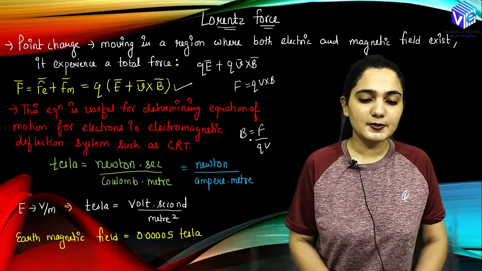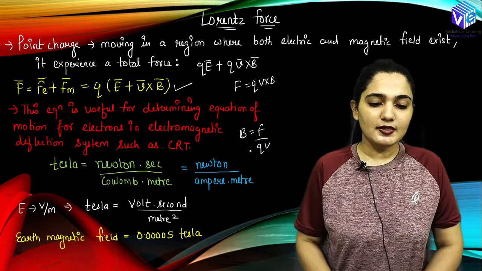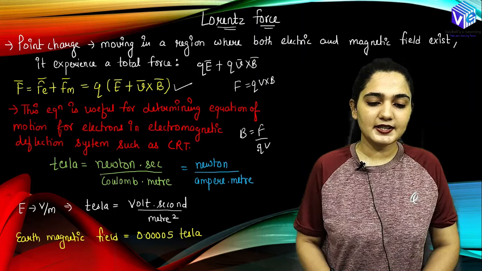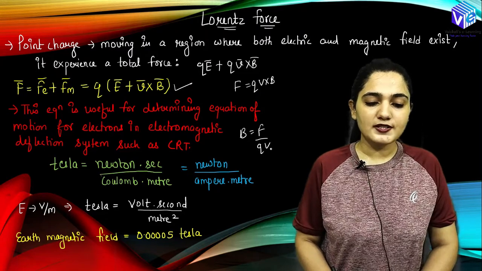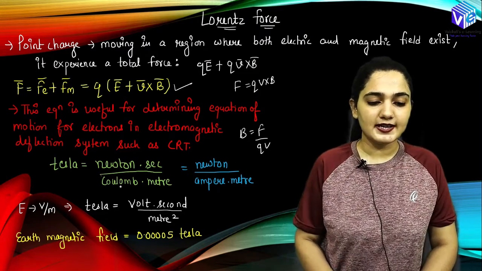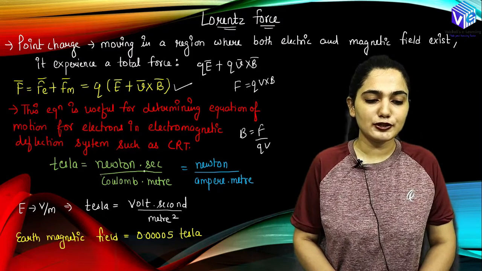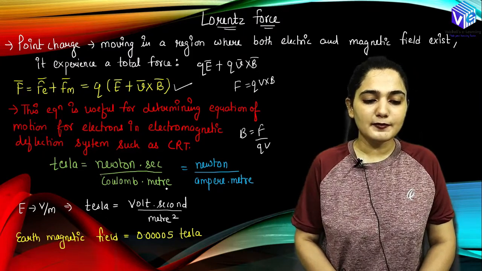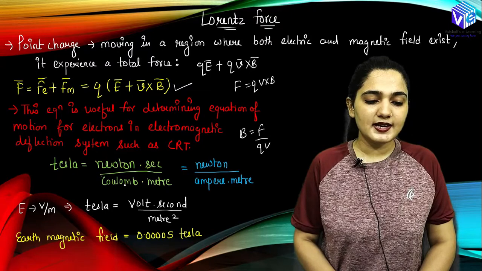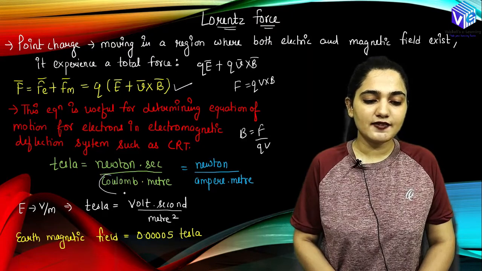So force is represented in Newton. Now the charge is represented in Coulomb. Now velocity is represented in meter per second. So here we have the Tesla is equal to Newton second per Coulomb meter. Now I can represent Coulomb per second, which is ampere.